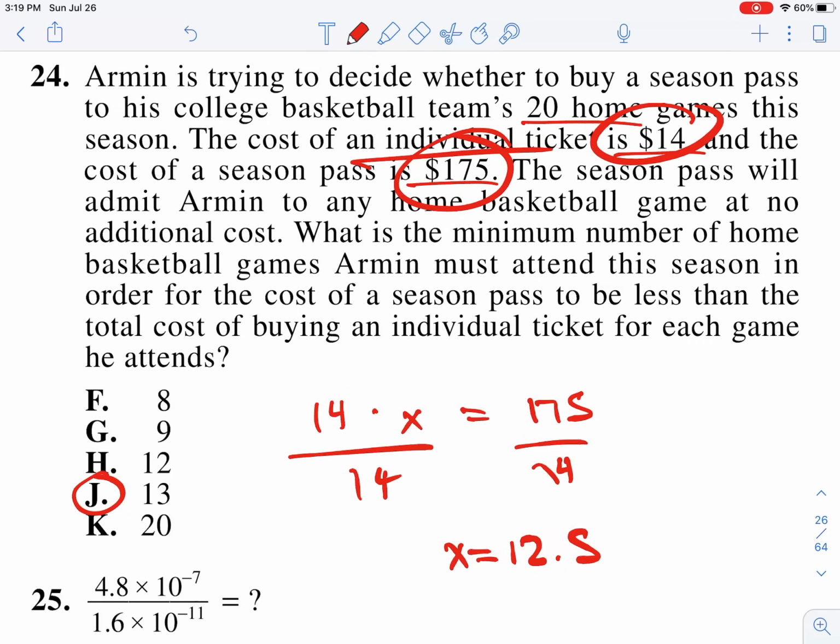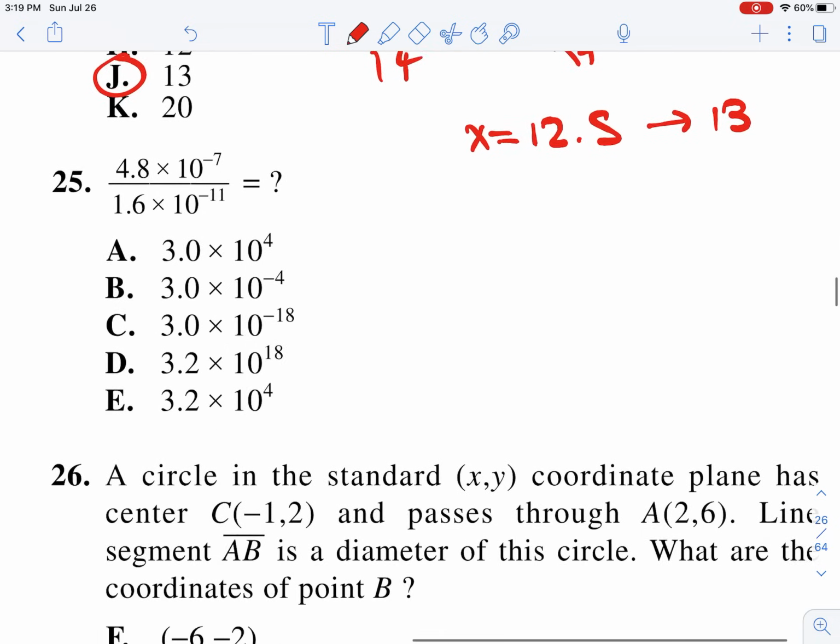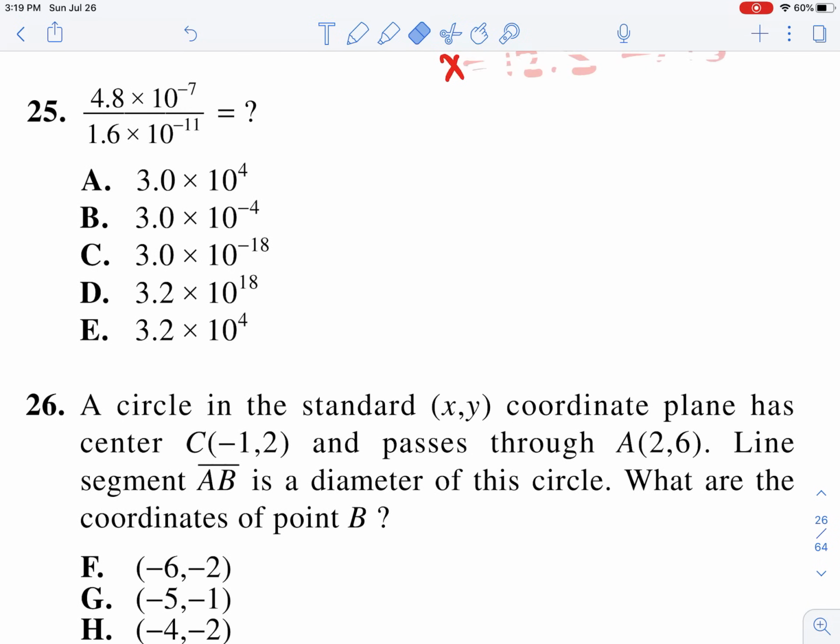24 is J. Yeah, it's J because if you go up to 13, then you exceed 175. That's if you use this rate, the $14, because 14 times 13 is greater than 175. That's greater than the season pass. Now, this is asking for what number the person must buy for the season pass to be less than the total cost. So you want the season pass to be less. That's why 13 is the answer, because this statement is true. Essentially, it's asking at what number of total individual tickets will the season pass be worth it? And for that reason, the answer is J. All right, moving on.